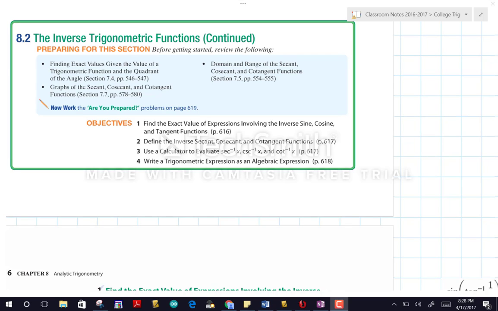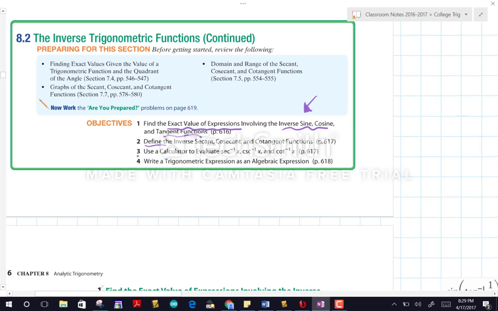What we want to look at now is section 8.2, which has 4 objectives. Just like we did yesterday, we want to find exact values with inverse sine, cosine, and tangent. But in this case, we're going to be dealing with things that don't necessarily have a unit circle value. We're going to look at the definition of the other 3 inverse functions, inverse secant, cosecant, and cotangent.